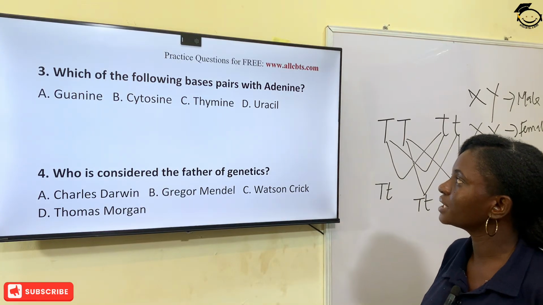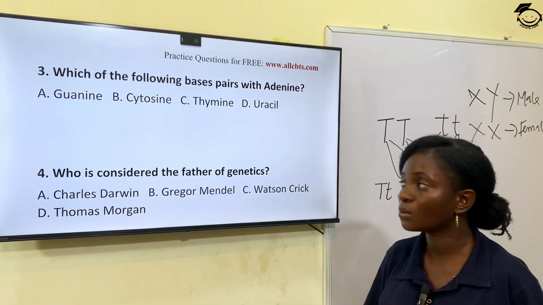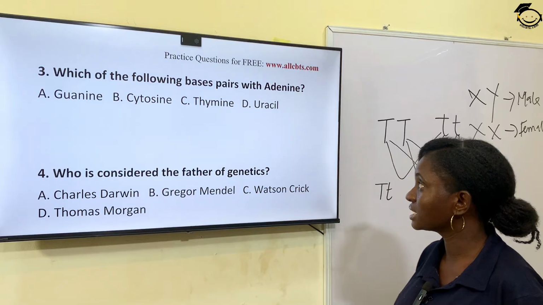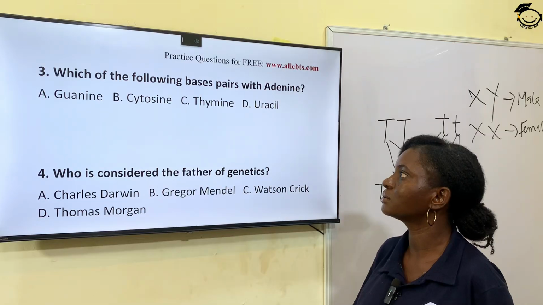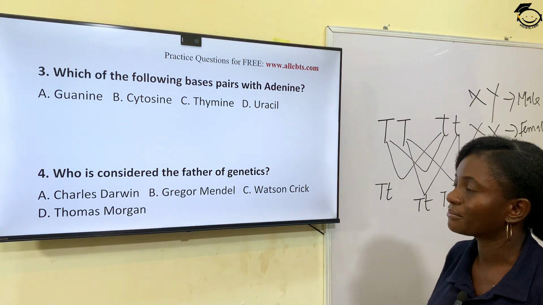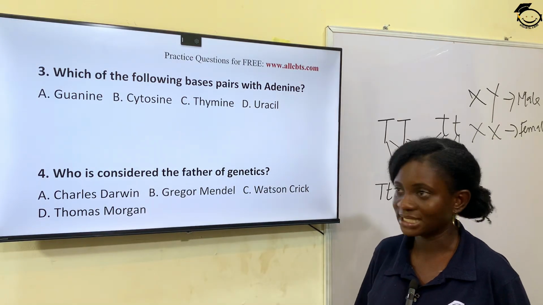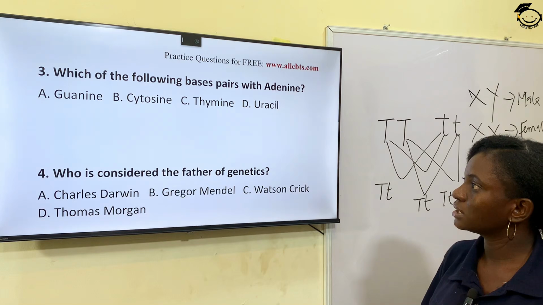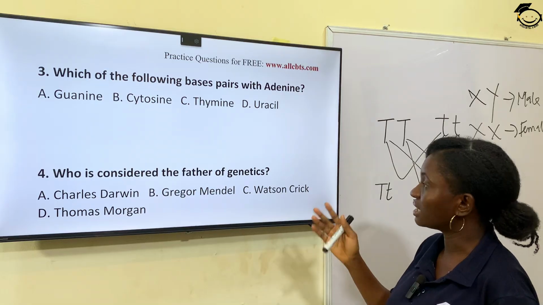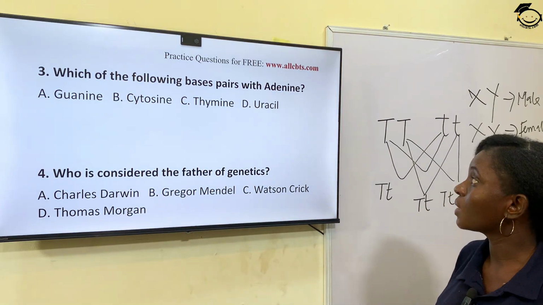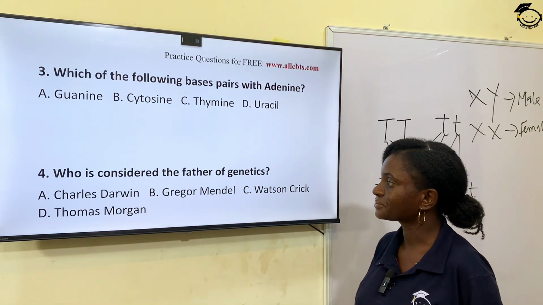Which of the following bases pairs with adenine? Option A, guanine; option B, cytosine; option C, thymine; and option D, uracil. So the base that pairs with adenine is thymine, and it's not guanine, it's not cytosine. Cytosine pairs with guanine. And uracil is found in RNA. So adenine pairs with thymine. That's the correct answer, option C.